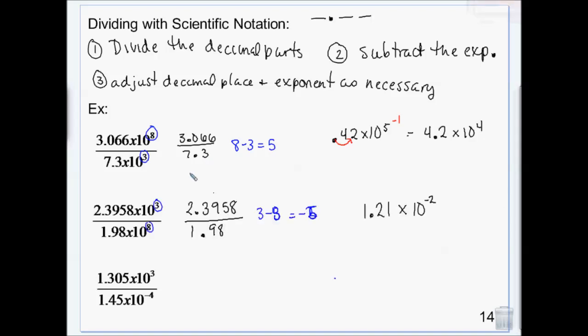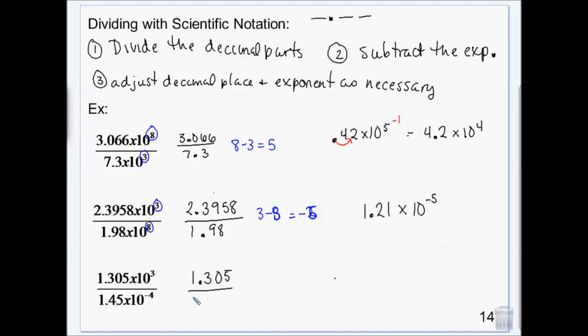2.3958 divided by 1.98, I got 1.21. So the decimal was already in the right place. And then I did 3 minus 8, and I get negative 5. Sorry, that looks awful. So it's 1.21 times 10 to the negative 5, and I don't have to adjust this because it's already where it needs to be.